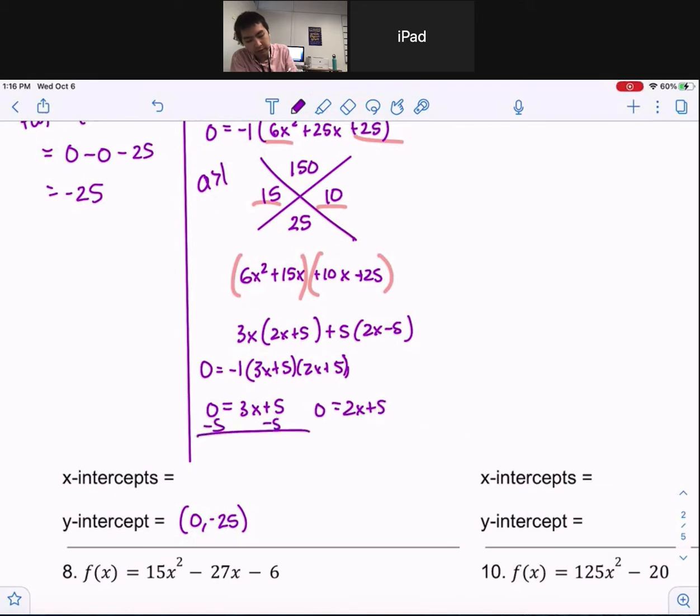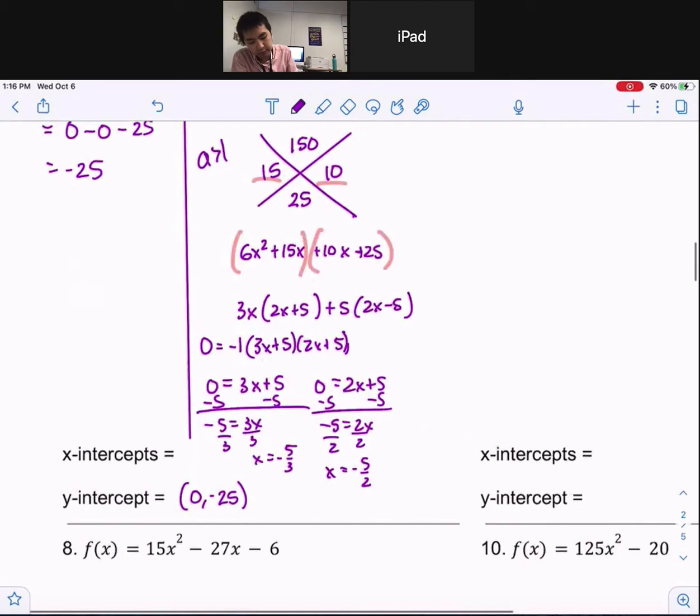Subtract 5 from both sides. Negative 5 equals 3x. Divide both sides by 3. x equals negative 5 thirds. And over here, subtract 5 from both sides and divide both sides by 2. x is going to equal negative 5 halves. So the x-intercepts are going to be negative 5 over 3, comma 0, and negative 5 over 2, comma 0.